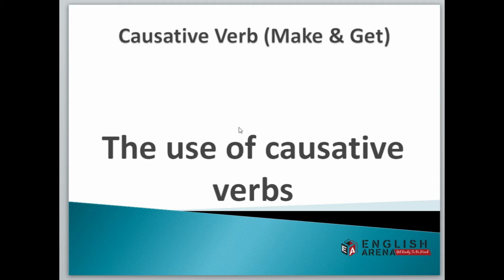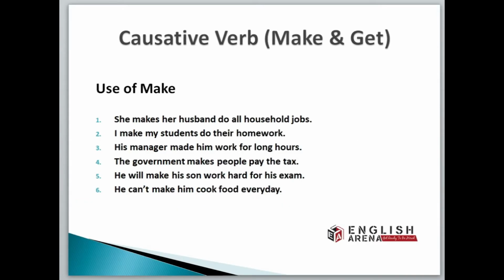Okay, let's go for some examples just to make it more clear. So if you see on this slide, the first example says, she makes her husband do all household jobs. That means she forces her husband, she asks her husband many times to do the job. Guys, when we use make in an active sentence, we don't use to with the first form of the verb. Like we don't use the infinitive.